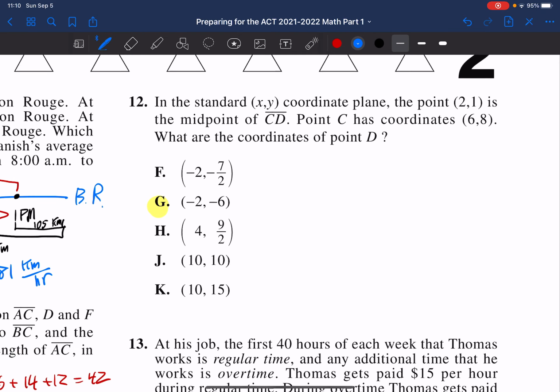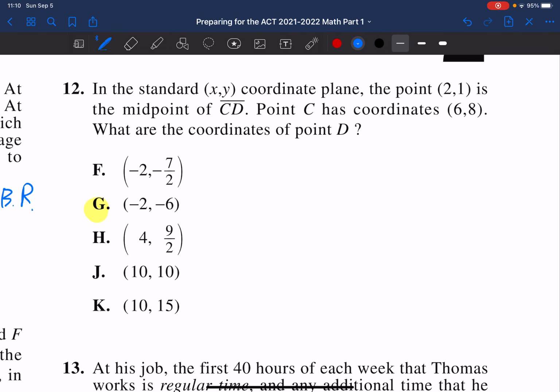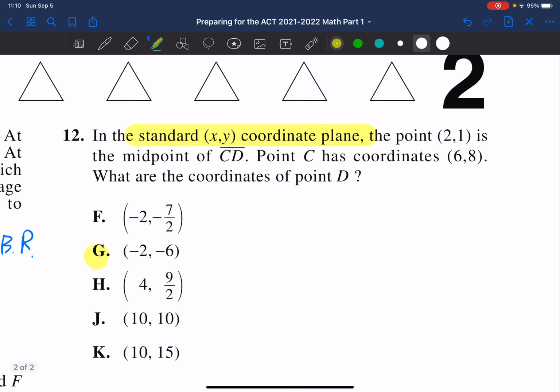Number 12. In the standard XY coordinate plane, so anytime you see that, anytime you see this phrase right here, a lot of people get weirded out by that. All that really means is this. You've got X and you've got Y. That's all it means. The point 2, 1 is the midpoint of CD. Point C has coordinates 6, 8. What are the coordinates of point D?